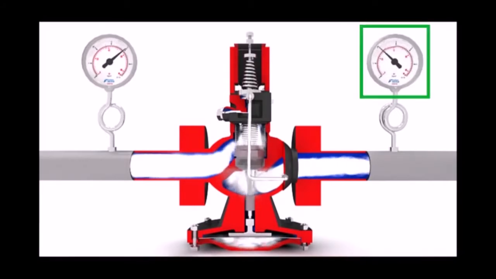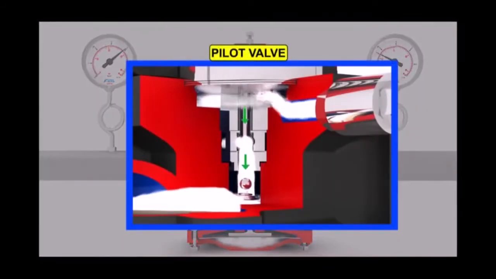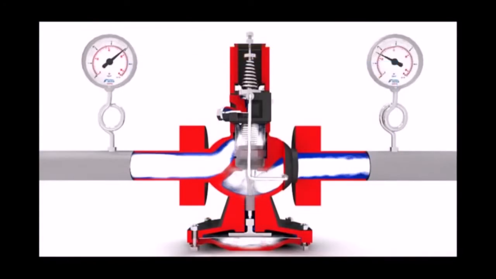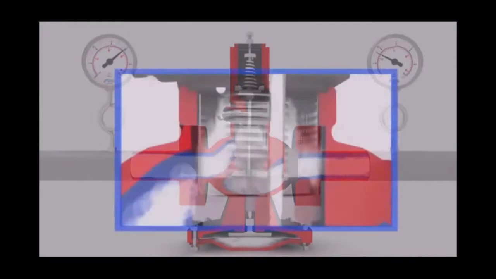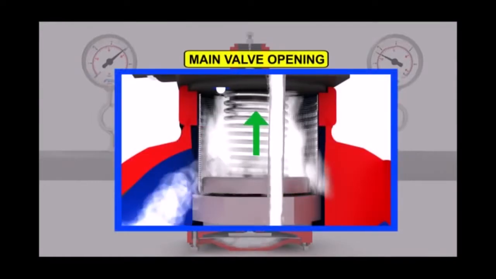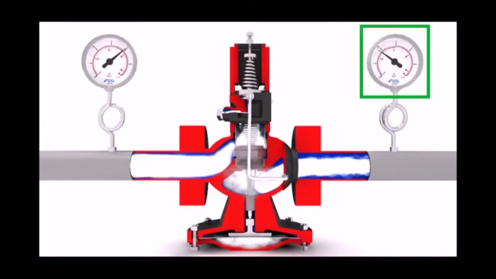A decrease in the downstream pressure caused by an increased steam load will move the pilot valve plunger downward and increase the control steam flow under the main diaphragm, which in turn increases the opening of main valve and maintains the set downstream pressure.